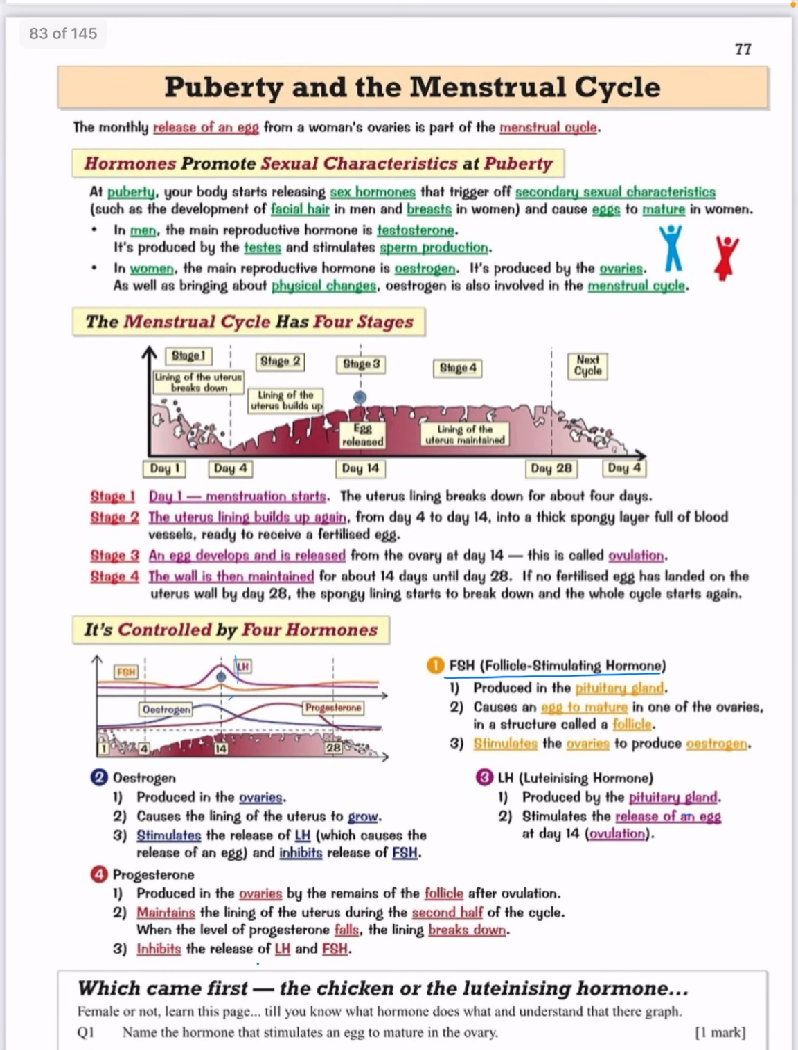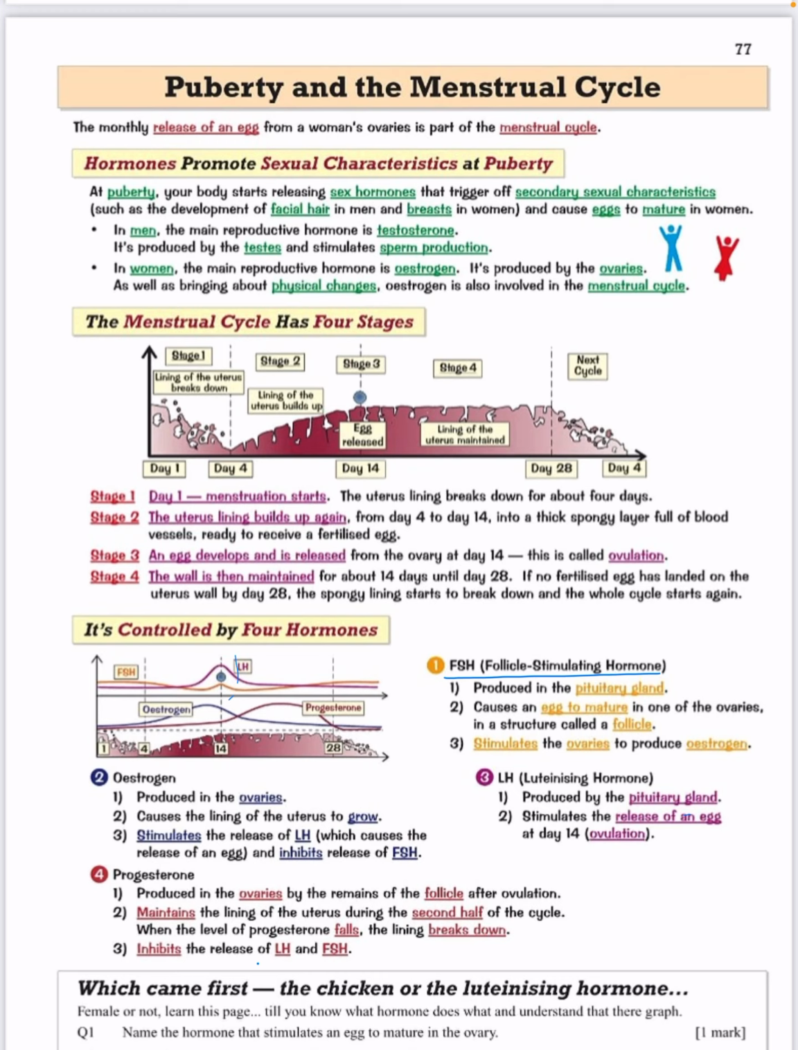I'll be reviewing today the menstrual cycle, and it's a request from a lot of students, as it covers the school boards Cambridge and Edexcel as well. Now, it is indeed a challenging part, but I'll try to simplify it today as much as I can.